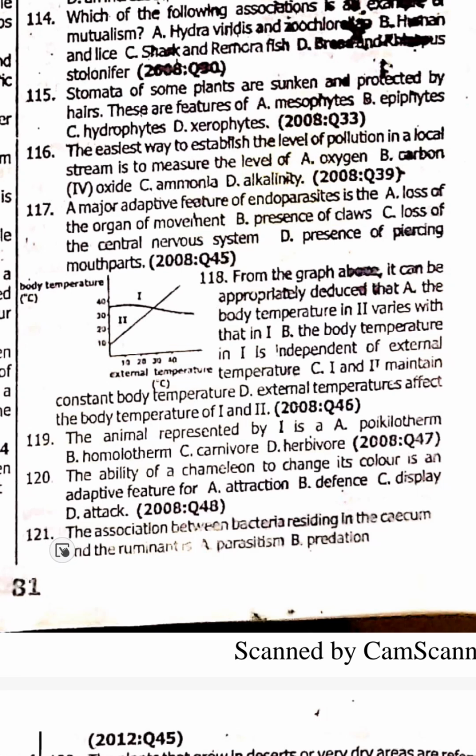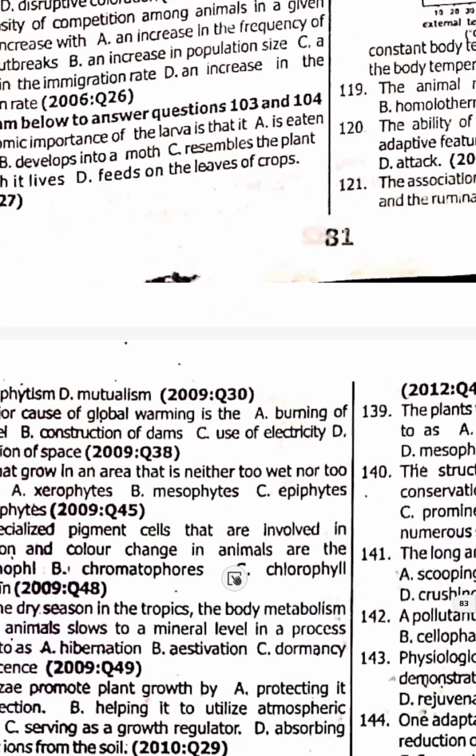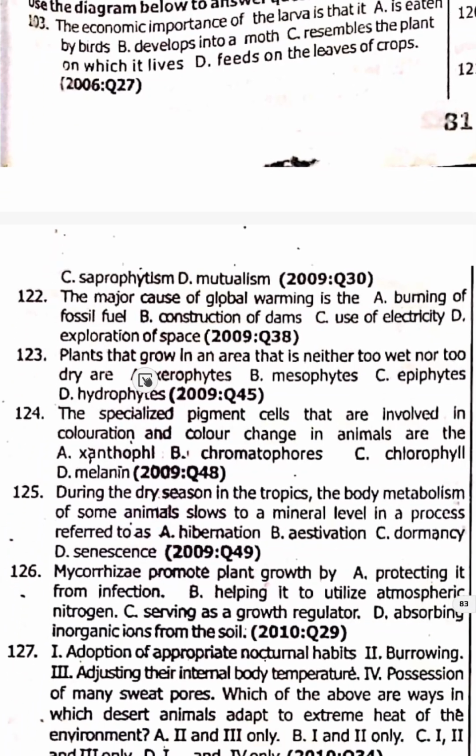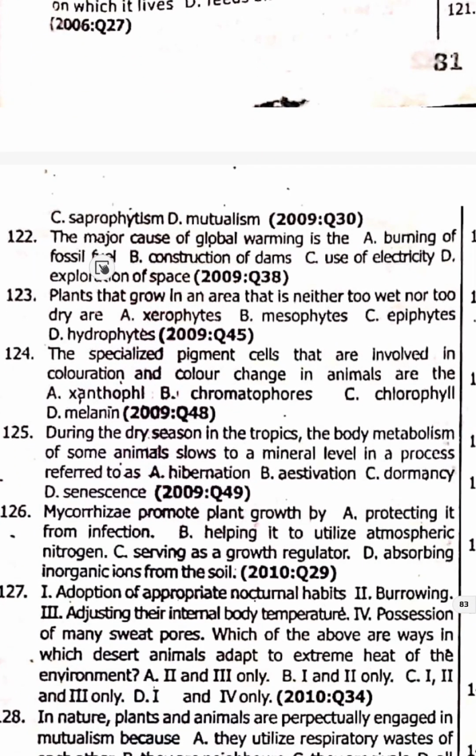All right, let's continue. The association between bacteria residing in the cecum and ruminant animals is mutualism. Option D. 122. The major cause of global warming is the burning of fossil fuel. Option A. 123. Plants that grow in an area that is neither too wet nor too dry are called mesophytes.